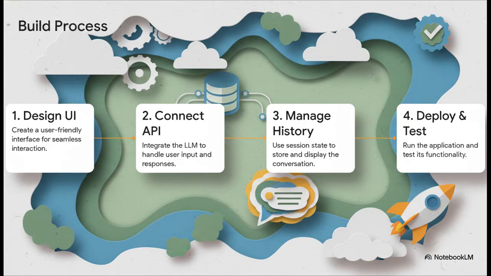The whole process really breaks down into these 4 manageable steps you see right here. First, you build the interface. Second, you connect the API. Third, and this is key, you figure out how to manage the chat history so the bot remembers the conversation. And finally, you deploy it and test it out. It's a simple, repeatable blueprint for your first real app.